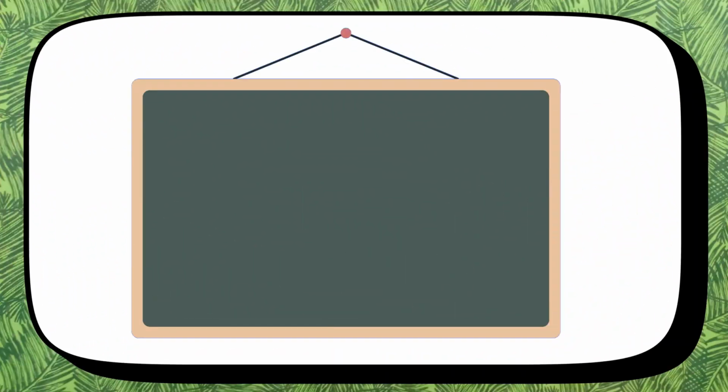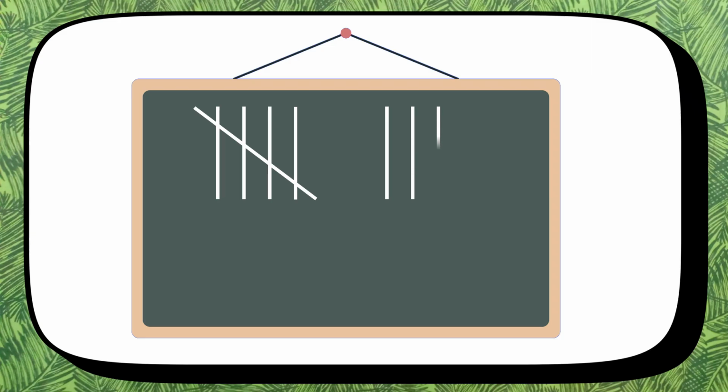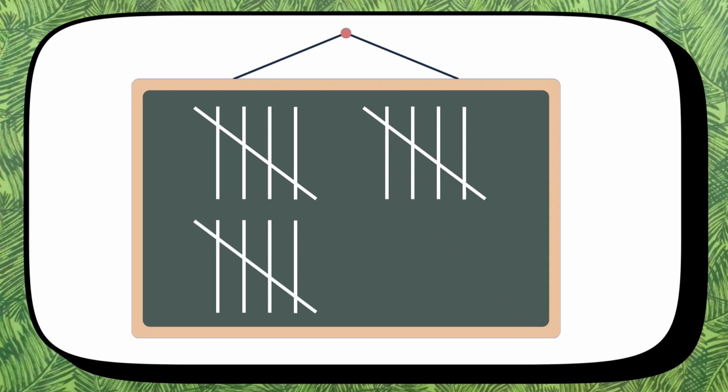Okay, next, let's represent 17 using tally marks. As I draw my tallies, you could draw along on your whiteboard or draw your tallies in the air with your pointing finger. Remember to draw a line across for each group of 5. Pointing fingers ready? 1, 2, 3, 4, 5, 6, 7, 8, 9, 10, 11, 12, 13, 14, 15, 16, 17.